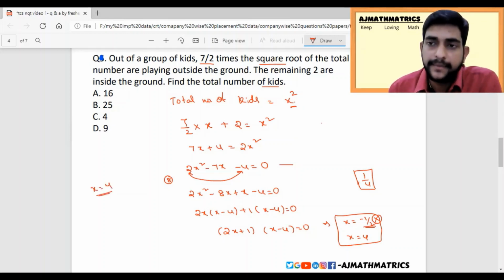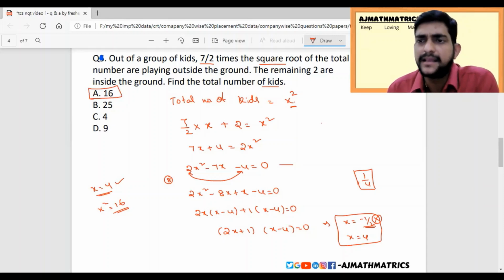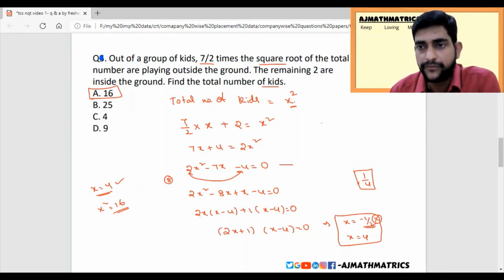But see, in examination what will happen, we are getting x equals 4 and we have an option C as 4. We'll go with that. But see, we are assuming the total number of kids is x square, which means the answer for the question is x square, that is 16. So this is the small area where the students get confused and pick a wrong answer for the question.